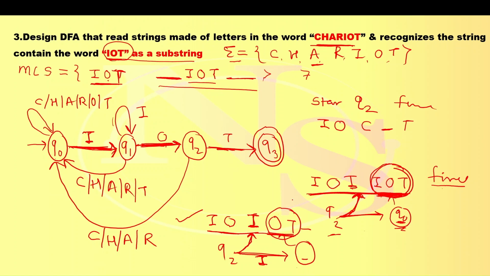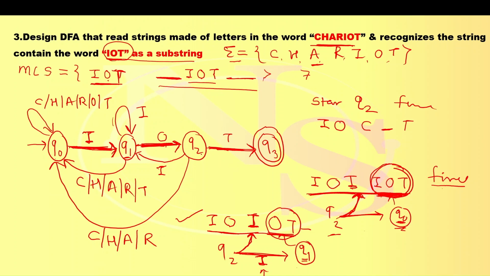Now find out which is the state from where there is a path for OT. From Q0 there is no path for OT going to final. From Q1 there is a path for OT going to final. So it's the Q1 state. That other state is nothing but Q1. So the transition from Q2 for symbol I will go to Q1.